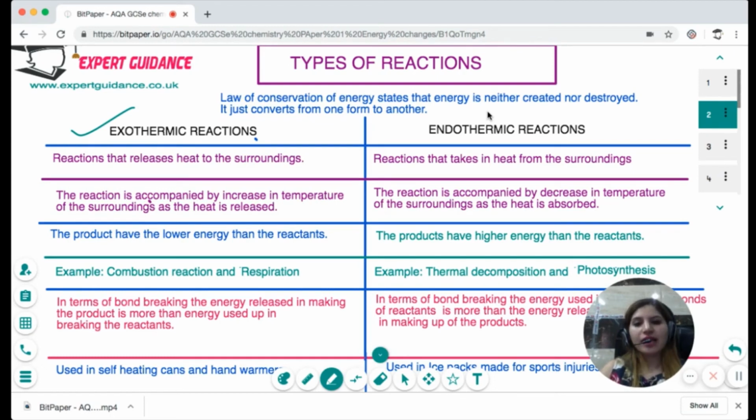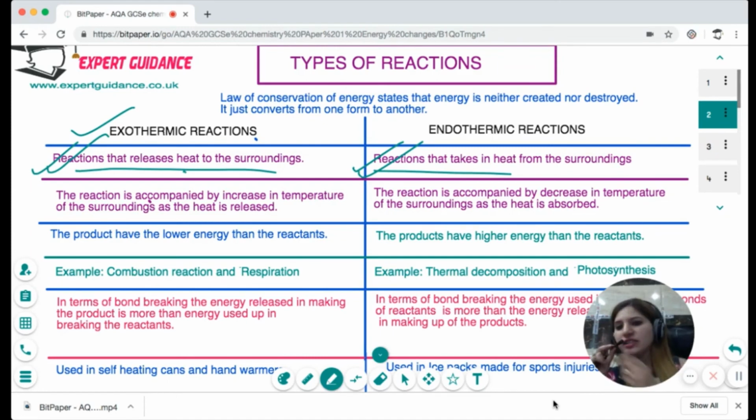Now, exo means external. So, any reaction that releases heat to the surroundings are the exothermic reactions. And endothermic, endo means inside. So, any reaction that takes in heat from the surroundings is an endothermic reaction. Now, naturally, if any reaction is releasing heat, it will make the temperature of the surroundings increase. So the exothermic reactions are accompanied by an increase in temperature of the surroundings as the heat is released.